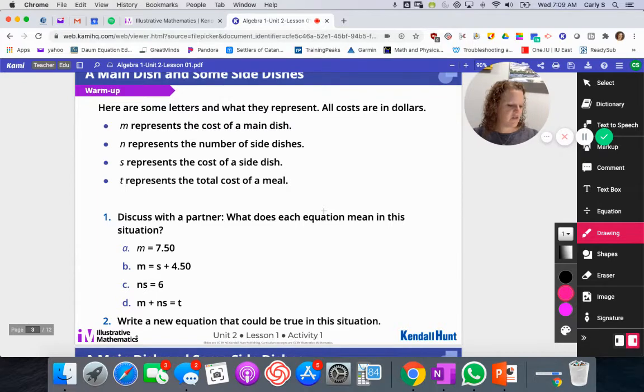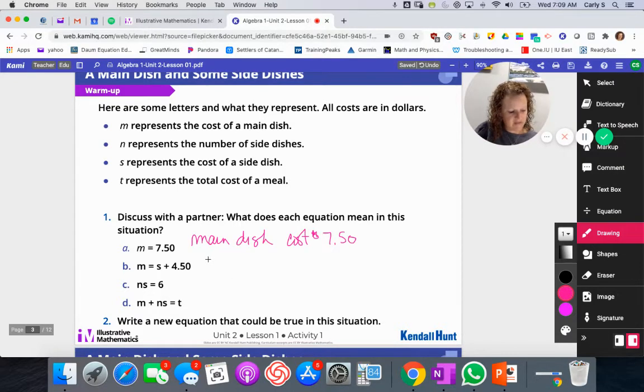So if we do this, we can't exactly discuss with a partner. What does each equation mean in this situation? You're going to hear that a lot. In this situation. So you have to use the data of the situation when you talk about it. So M equals 750. That could mean that the main dish costs $7.50.